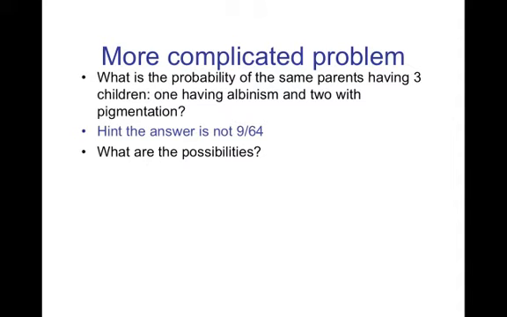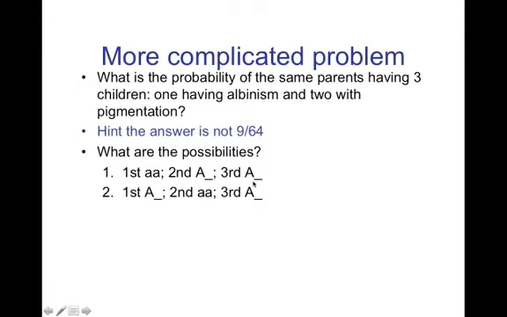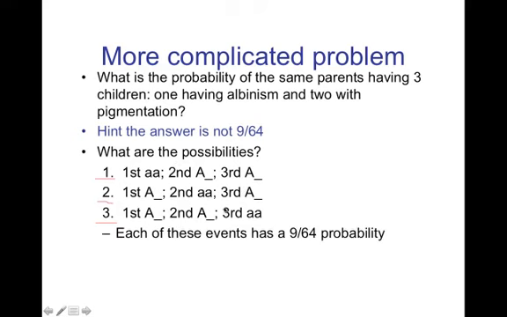Okay, so you have to ask yourself, what are the different possibilities of having these 3 events occurring? The first possibility is the first child will have albinism and the next 2 children won't. Next possibility is that the first child will not have albinism, the second will, and the third will not have albinism. And the last possibility is that the first 2 children will not have albinism, but the third will. Each of these 3 events here, 1, 2, and 3, are mutually exclusive. Any one of them could happen. We don't know which one could happen, but we know only one of these 3 can happen.